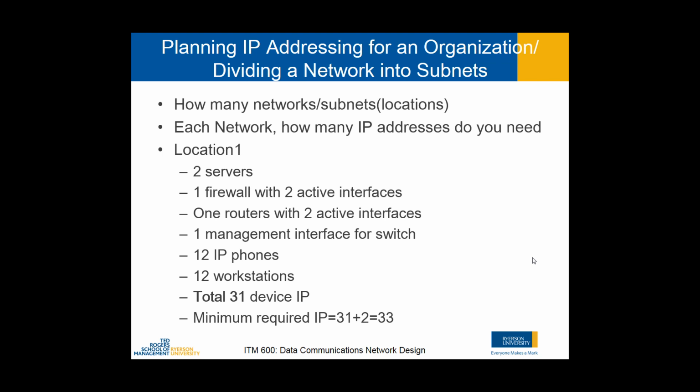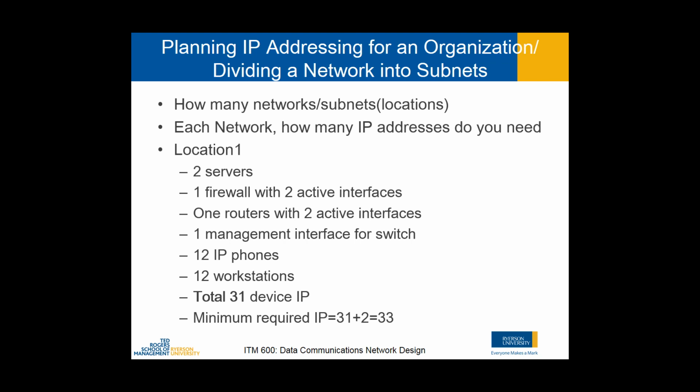Let's say the first location, location 1, has 2 servers, one firewall with 2 active interfaces, one router with 2 active interfaces, one management interface for a switch, 12 IP phones, and 12 workstations. So the total number of device IPs required will be 2 plus 2 plus 2 plus 1 plus 12 plus 12, which is 31. That means that we need 31 IP addresses to be assigned to different devices.